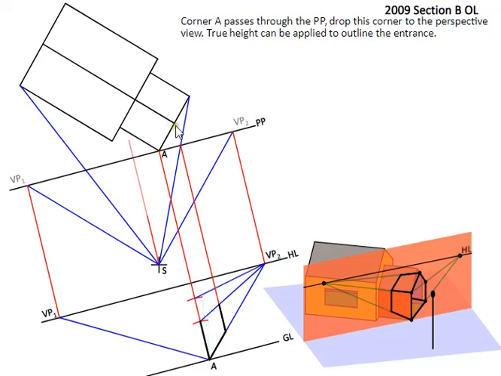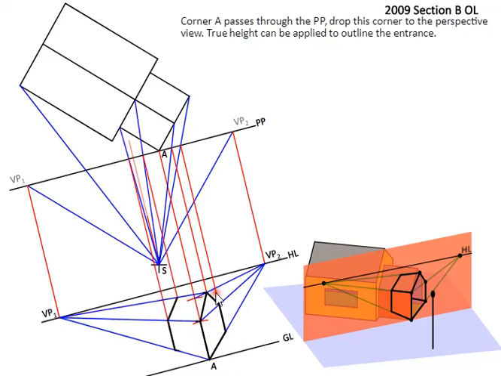To find the ridge here, we need to join this ridge back to the spectator, find it on the picture plane. Then we draw the front edge here, vanish it back. This here is the front section.